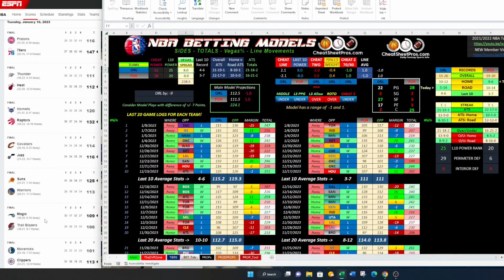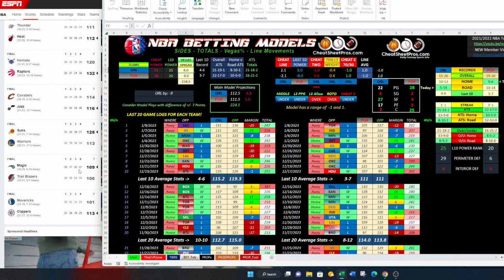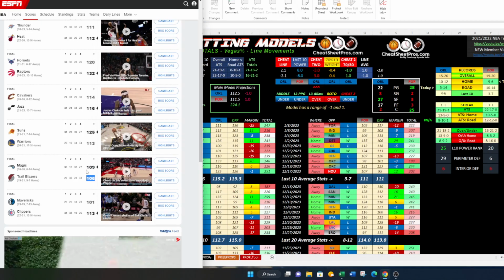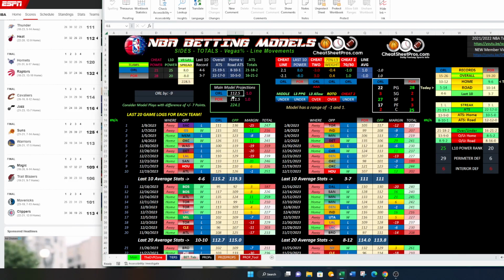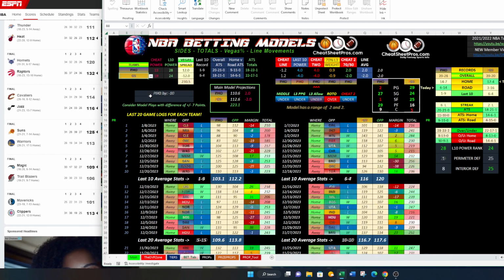And then we come over here, and you can see the Magic won 109 to 106, so they won the game as an 8-point dog outright, and we had them winning the game by 1. They actually won the game by 3, so that's a win. That's positive. I really like that. So I flip down here to the next game.